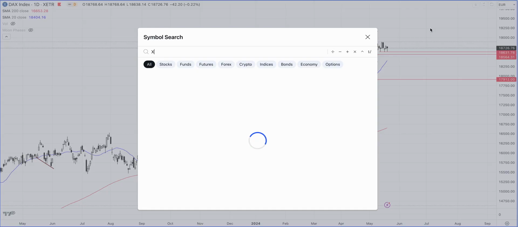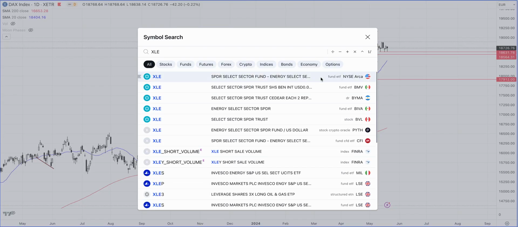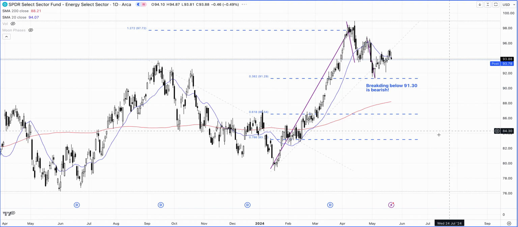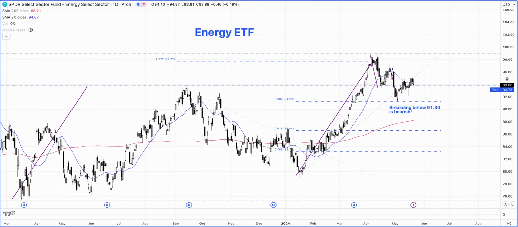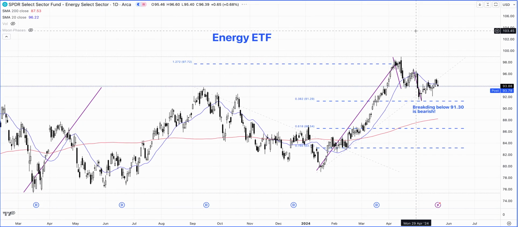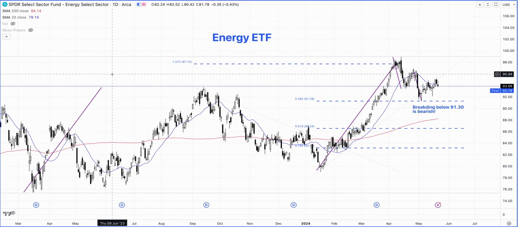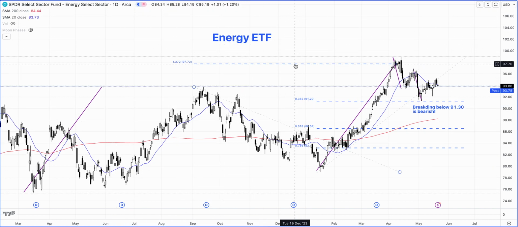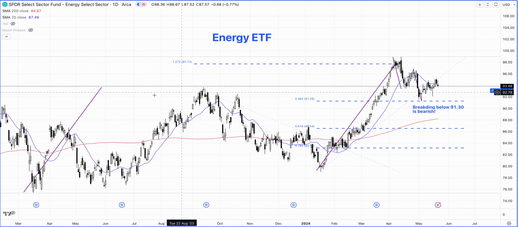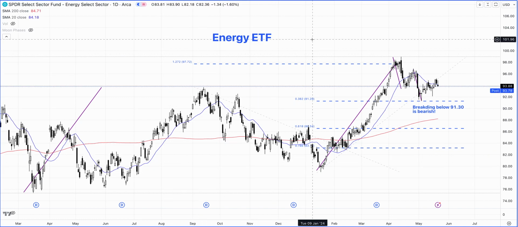So quickly for this session, we'll start by taking a look at the energy sector. So this is the Spider Select Fund for energy. And one of the really interesting things here is that this has formed this big ABCD, which has completed. And what we have seen is that selling pressure has come into this market as soon as it also hit this 1.272. So we have a confluence of the pattern and an expansion of this range by 1.272.